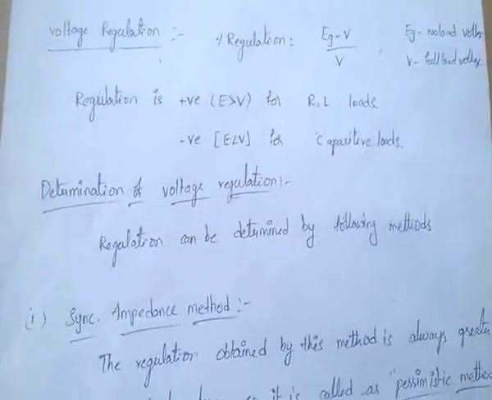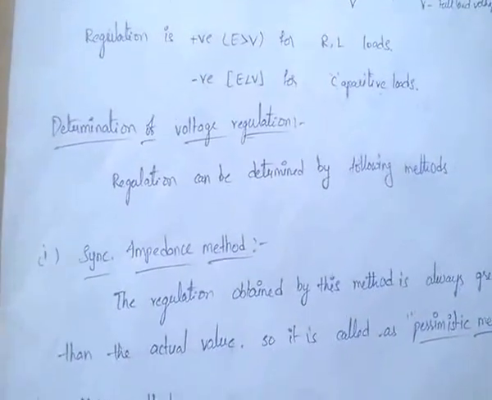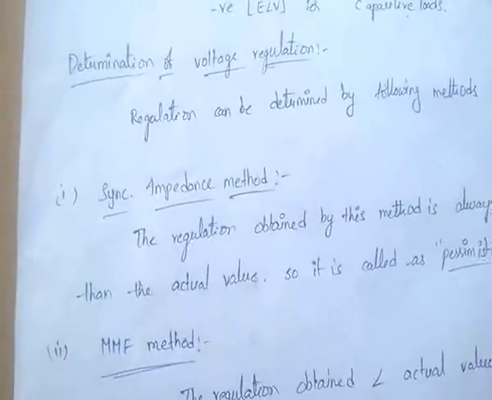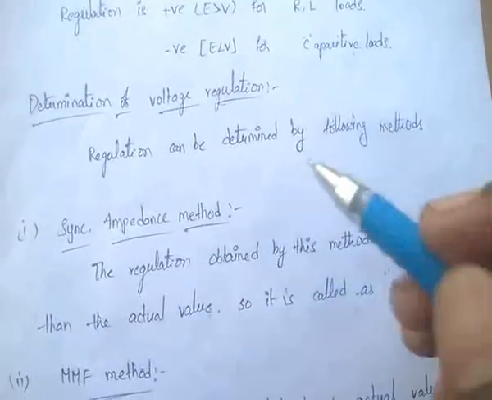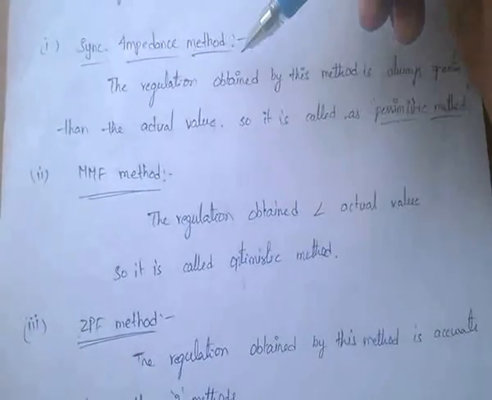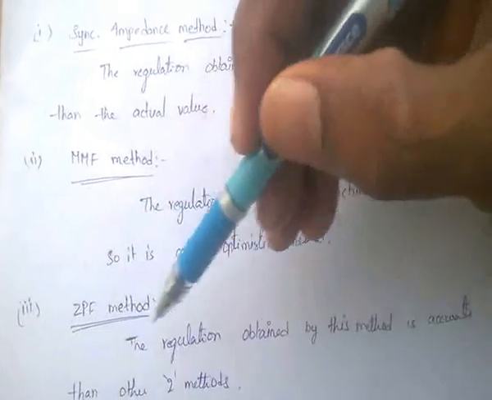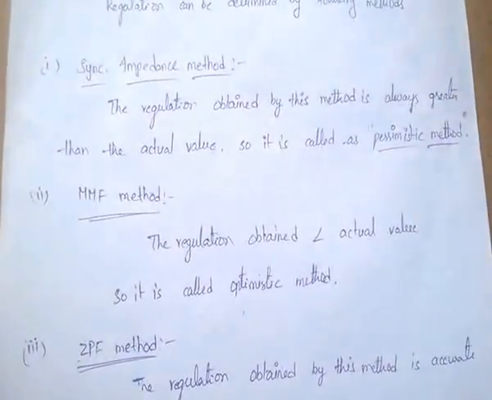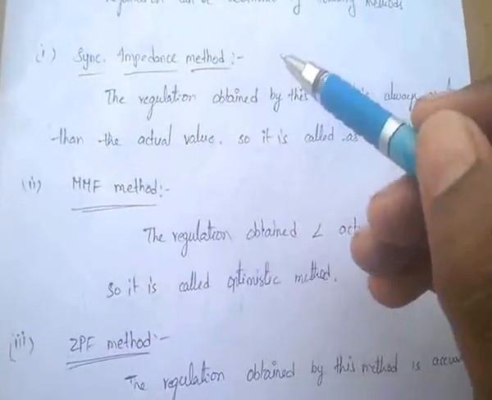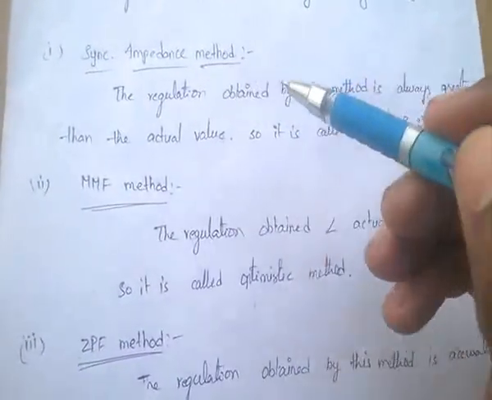And determination of voltage regulation. There are mainly 3 methods. Regulation can be determined by the following methods. First one, synchronous impedance method. Second one, MMF method. Third one, ZPF method. No need of detailed explanation about these methods. Just remember the points.